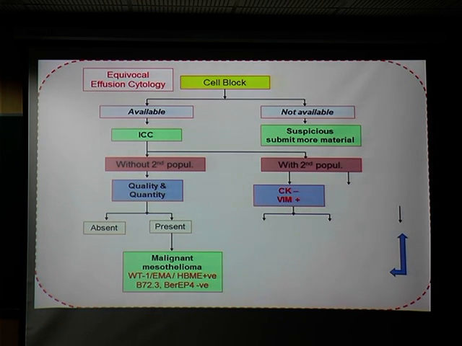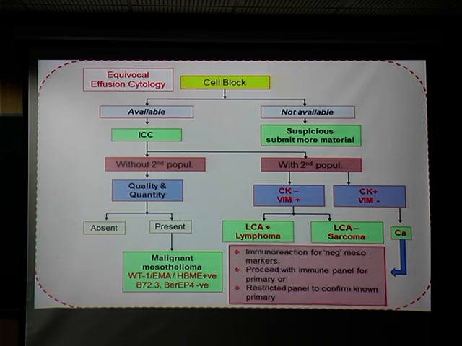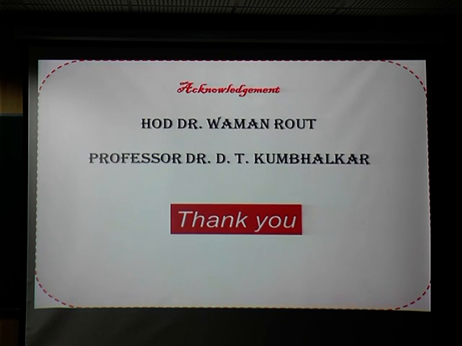With the second population of cells, the basic panel you apply is cytokeratin, which is generally positive in all epithelial malignancies, and you do a vimentin, which is a common stain for all soft tissue lesions or spindle cell lesions. If cytokeratin is negative, you suspect a lymphoma or a sarcoma. And if cytokeratin is positive and vimentin is negative, you suspect a carcinoma. And then depending on the immunoreaction for negative mesothelial markers, you proceed with immunopanel for primary or restricted panel to confirm a known primary. Thank you so much.